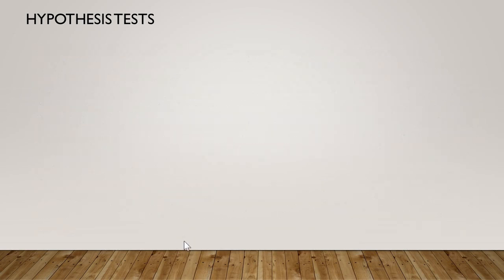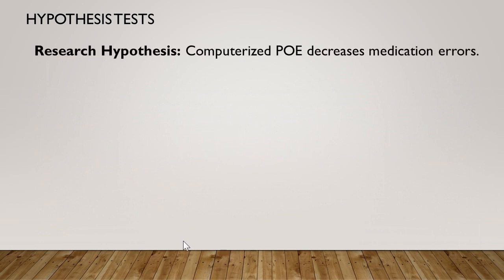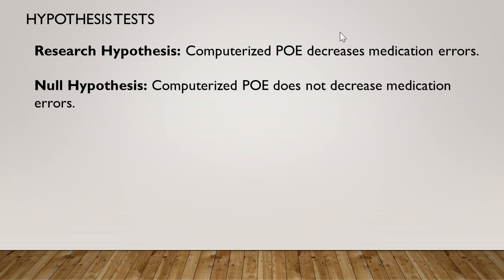So remember here that the research hypothesis is what you're trying to show. They were trying to show that computerized physician order entry decreases medication errors. The null hypothesis is going to be the nothing happens hypothesis. So if it's not the case that it decreases medication errors, then it's going to have no effect. So our null hypothesis is that computerized POE does not decrease medication errors, has no effect.